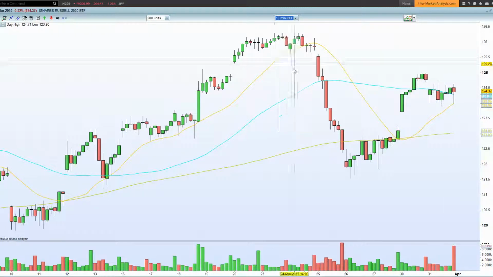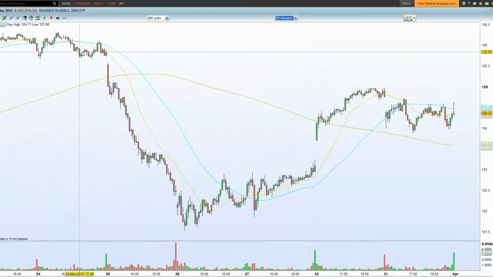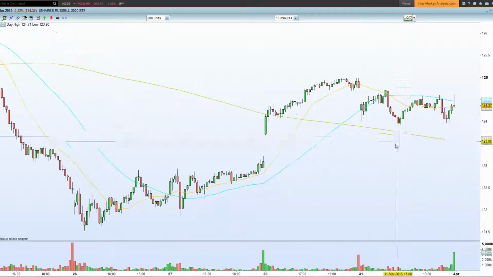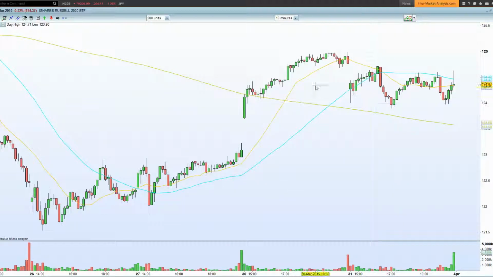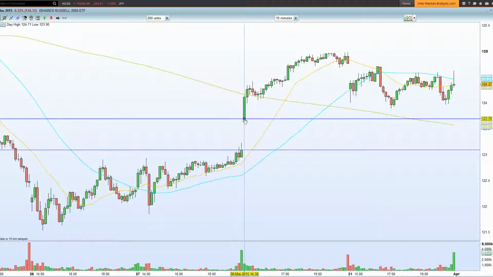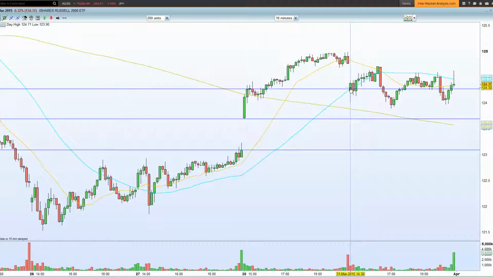Again, another positive sign. Again, the actual IWM or the Russell, as we all know, is very, from my perspective, especially compared to the S&P 500, it certainly remains bullish.